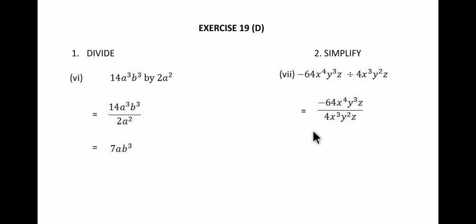So the numeral coefficient will be minus 16 times, since there is a minus sign. 4 times 16 is 64. x to the power 4 and x to the power 3, 1 x is left out. Y cubed and y squared, y is left out, and z cancels. So minus 16xy is your answer.